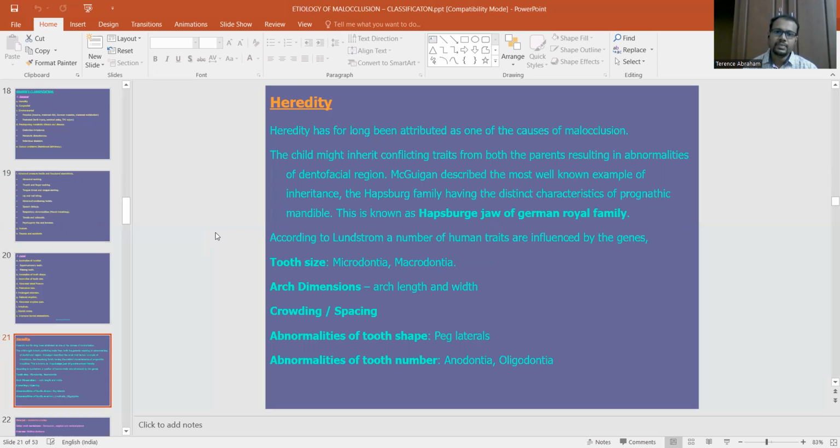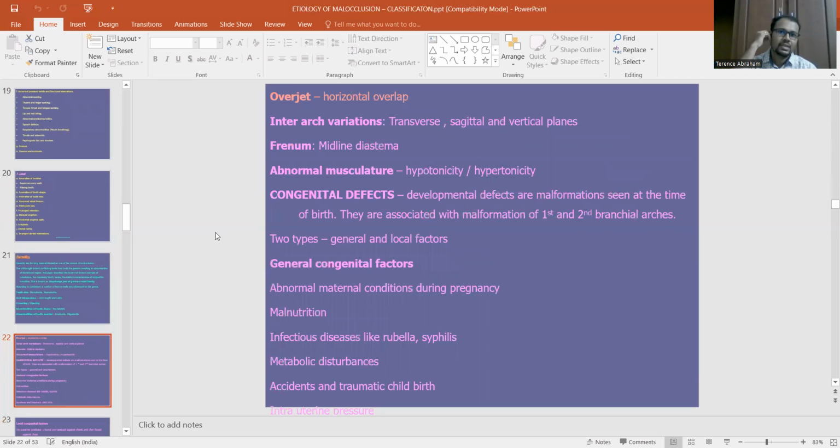So various human characters are influenced by the various genes according to Lundstrom. Which are the various characters involved in the genes? That is tooth size, arch dimension, crowding and spacing, abnormal tooth shape, abnormal number of teeth. All these are the various characteristics which are under the control of the various genes. In overjet and interarch relation, that is mainly caused by and measured by high labial frenum, abnormal muscle activity. These are the various traits that are transferred from the parents to the offspring.